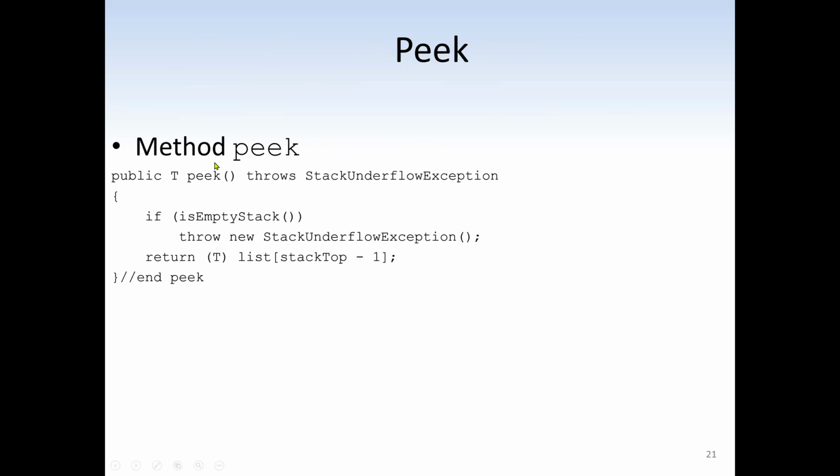Now to check what is on top of the stack, which is peek, we also have to be concerned with the stack underflow, because if the stack is empty, we cannot check what is on top. So first we check if the stack is empty. If it's empty, then we throw stack underflow exception. If it's false, then we are going to return the top of the stack. So remember, the index is less than the size by 1. So if it's 20, it goes from 0 to 19. So here we return list stack top minus 1, which will be the item on top of the stack.